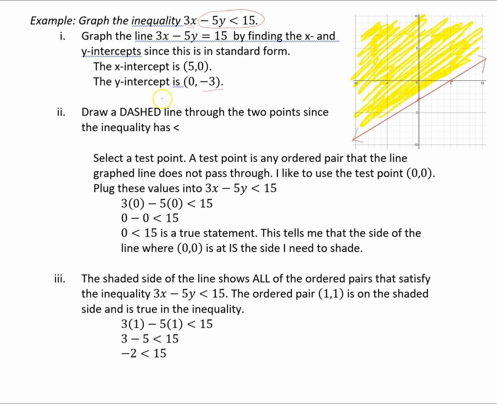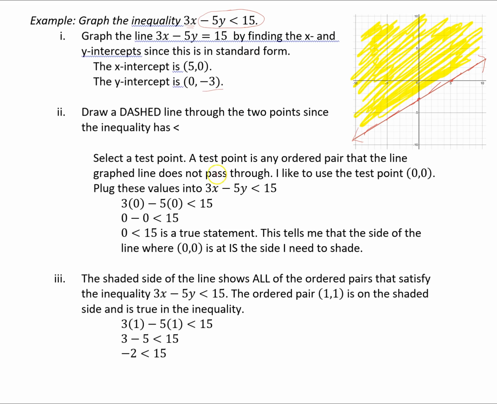Now then I have to decide if this should be dashed or solid. This should actually be a dashed line. So I go in here and I would want to make sure I have a dashed line. And it should be dashed because I have just a less than sign. I don't have an equal to as part of that. So it's just less than, just dashed.